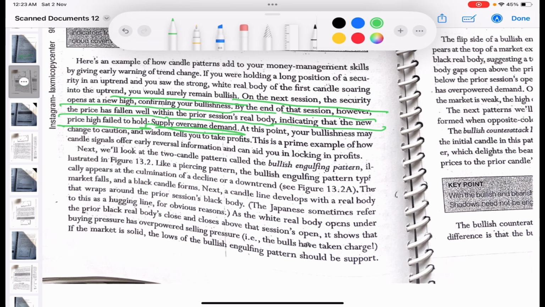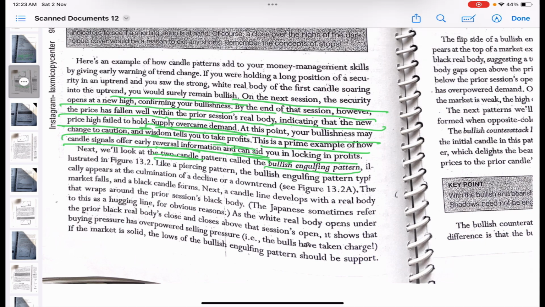What is that? That is again the dark cloud cover. At this point, your bullishness may change to caution, and your wisdom tells you to take profit. This is a prime example of how candle signals offer early reversal and can aid you in locking in your profits. Next, we'll understand two candle patterns called bullish engulfing, which is in 13.2.